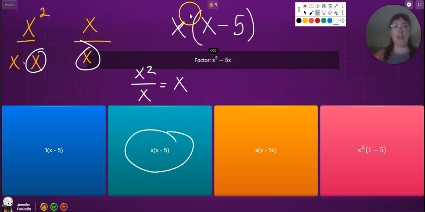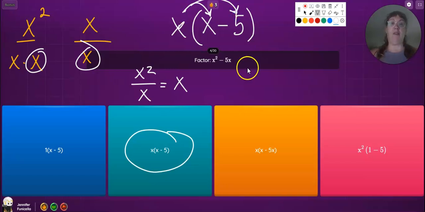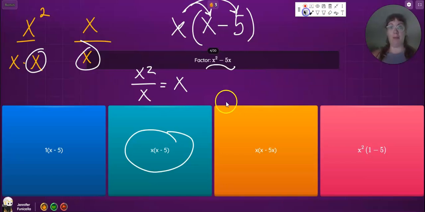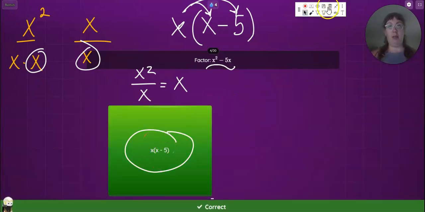And remember, you can always distribute. That would get us x squared, and that would get us a negative 5x. So you can always distribute to check that it is the same. Beautiful.